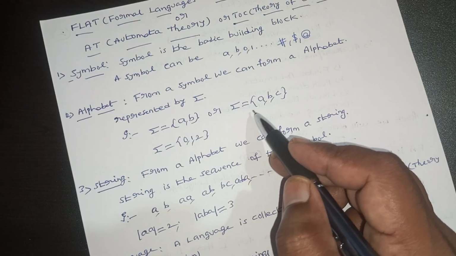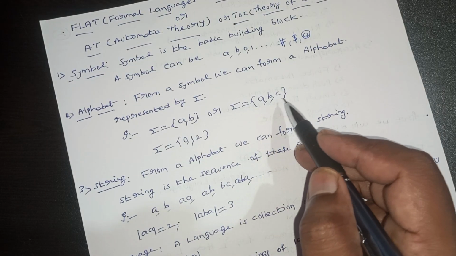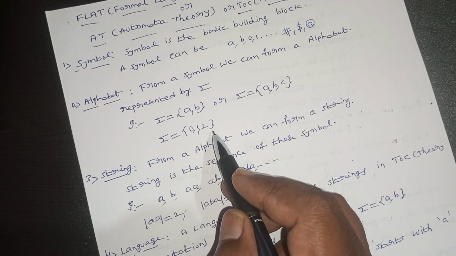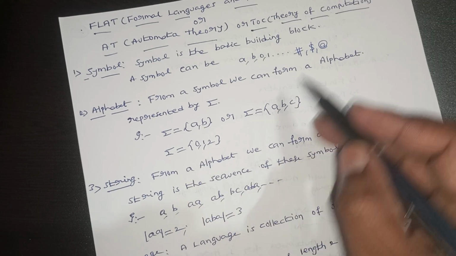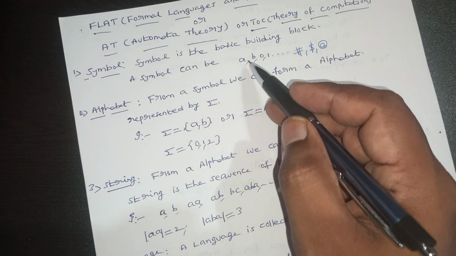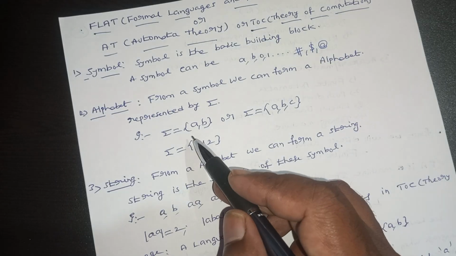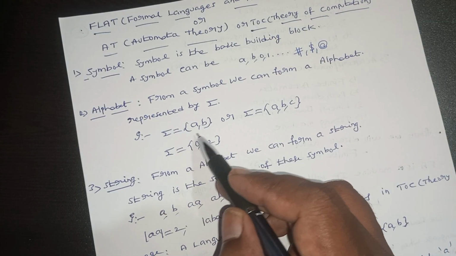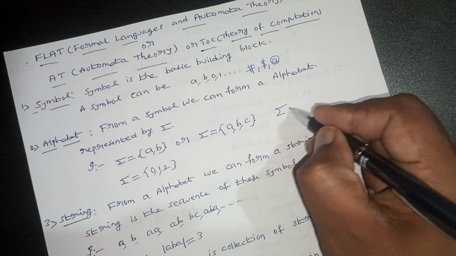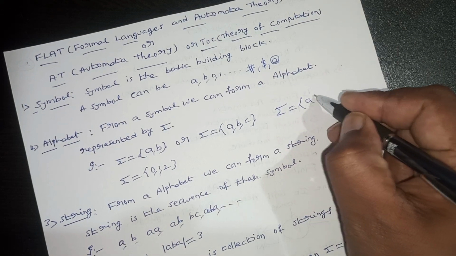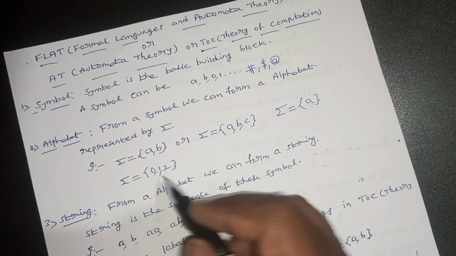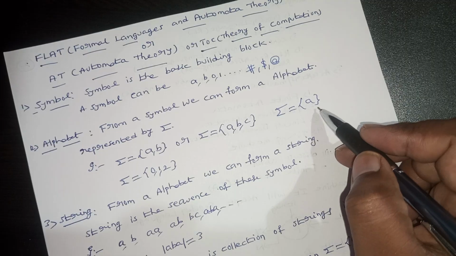So here, what is sigma? Sigma equal to a comma b comma c. Now what is sigma here? Sigma equal to 0 comma 1 comma 2. So it means these symbols are used to form the alphabet, that is sigma equal to a comma b. Not only two symbols. For example, you may take a single symbol, that is also valid. Not only two, not only three. You may take sigma equal to small a.